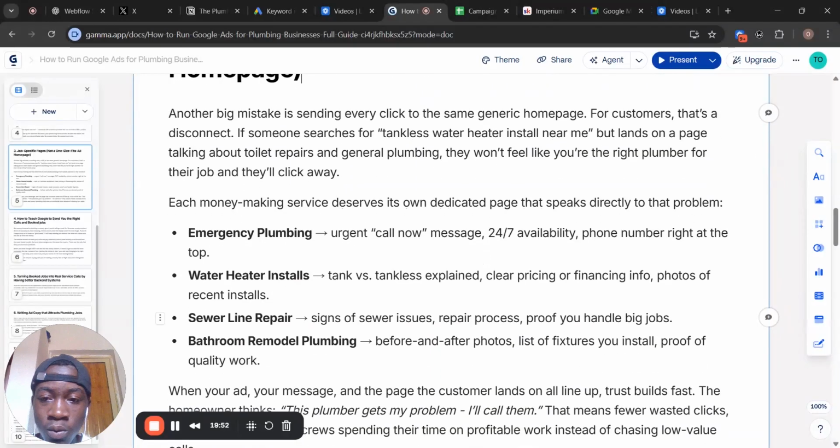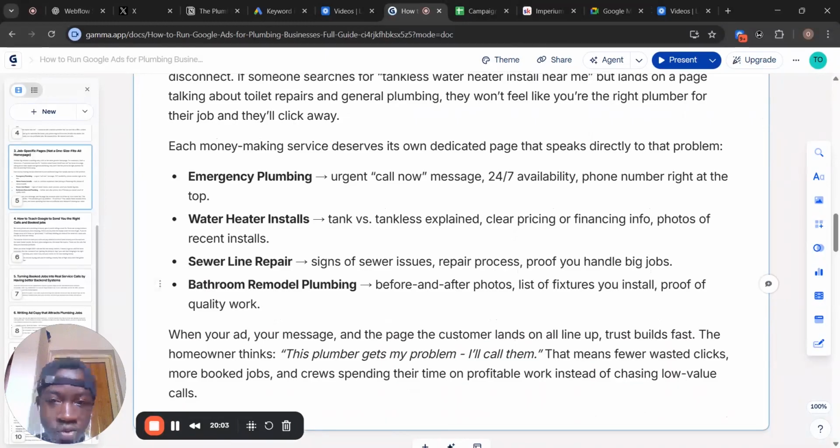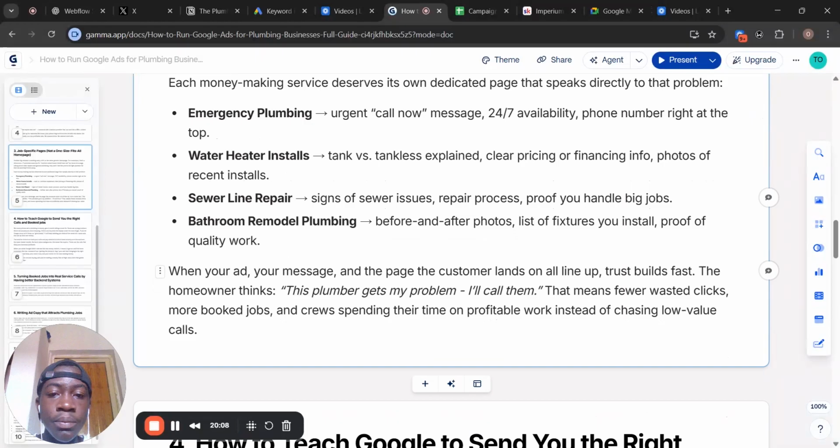So the next one, water heater installs: tank versus tankless, explain clear pricing and financing info, photos of recent installs. All these are good signals that they're on the right page, and you can see other examples here. When your message and the page the customer lands on all line up, trust builds fast, and the homeowner thinks, this plumber gets my problem, I'll call them. That means fewer wasted clicks, more booked jobs, and your crews spend their time on more profitable work instead of chasing low value calls that lead to little to no money.